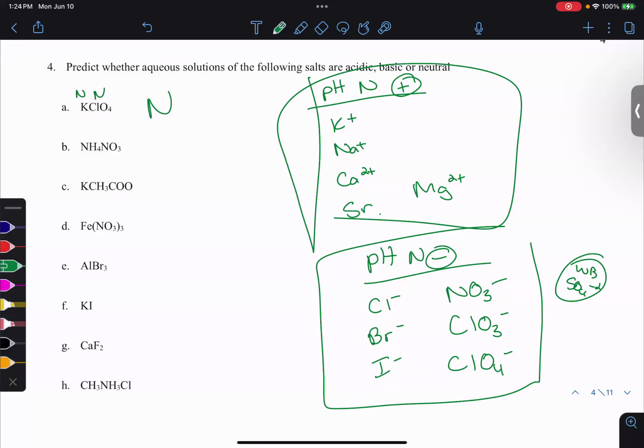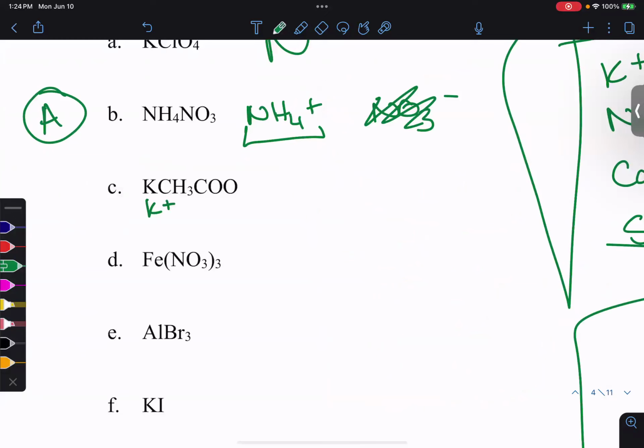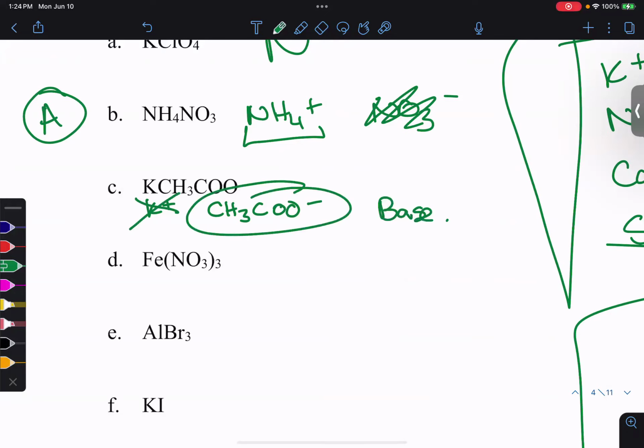The next one, ammonium nitrate. We have NH4 plus and nitrate. Which one of those ions can we ignore? Nitrate, because it comes from nitric acid. It's a pH neutral salt. But ammonium is an acid because it comes from ammonia, a weak base. All right. Potassium acetate. So we have K plus and CH3COO minus. That K plus is pH neutral. This thing is a base because it comes from acetic acid.